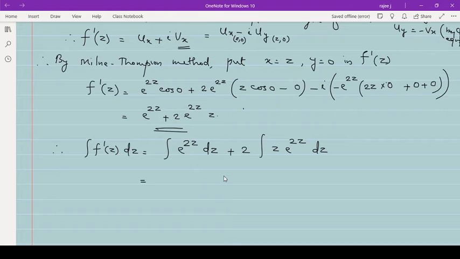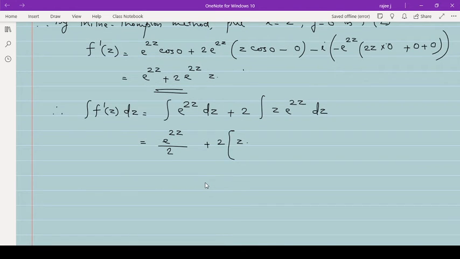So this is equal to integral of e raised to 2z is e raised to 2z, then divided by derivative of 2z is 2. Okay, plus 2 into, now again u into v formula, product rule. So first into integral of second, integral of e raised to 2z is e raised to 2z upon 2, minus integral of derivative of first, derivative of z is 1, into integral of this, e raised to 2z by 2. So this is the product rule I used, or you can use that extended formula, that also can be used.